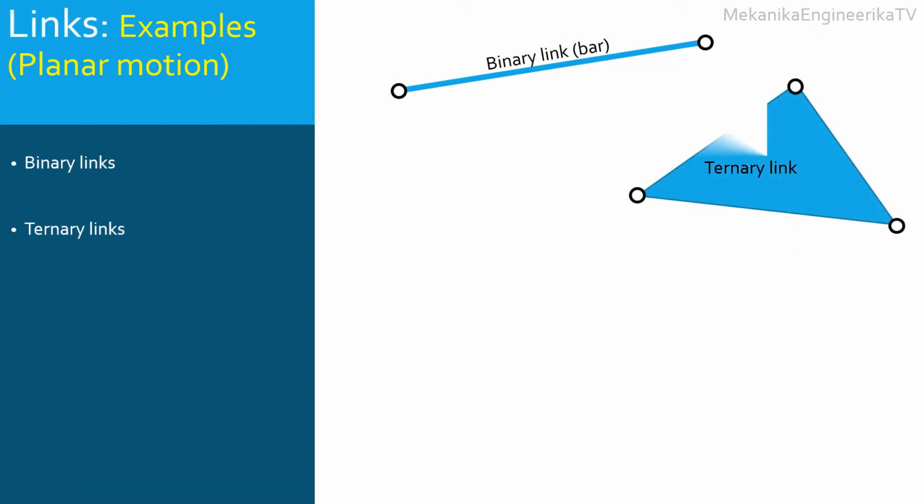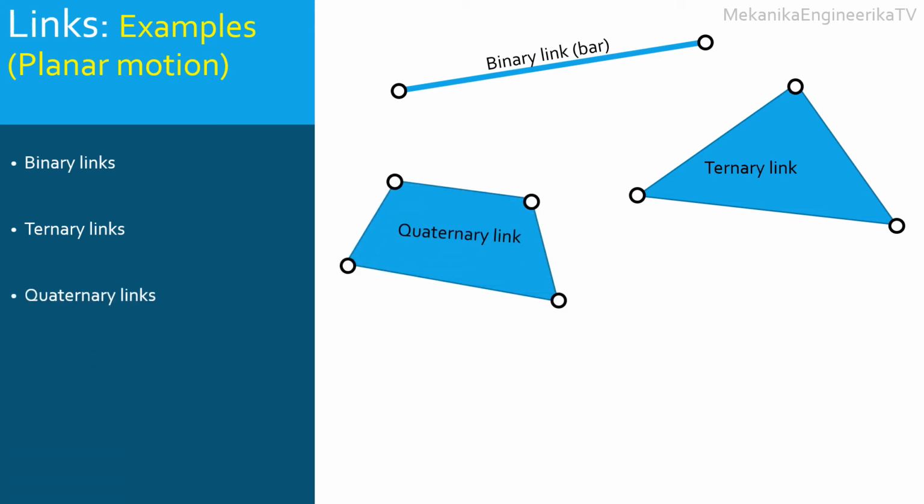Ternary links are represented as triangles. They can also have any shape. A ternary link is connected to at least 3 other links using 3 pin joints. It can then rotate relative to the links it is connected to. Quaternary links are represented as quadrilaterals, independent of their real shape or geometry. A quaternary link is connected to at least 4 links, using 4 pin joints.